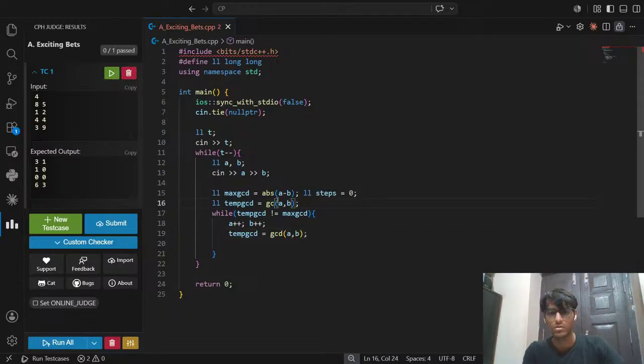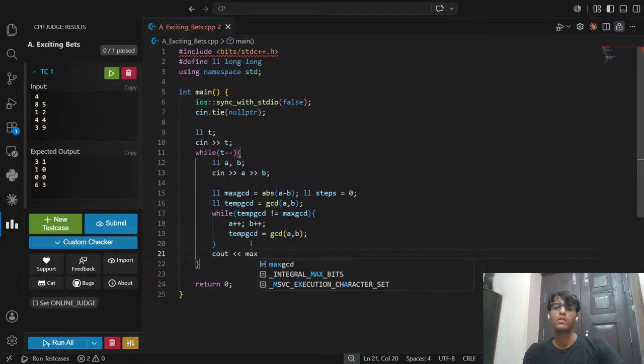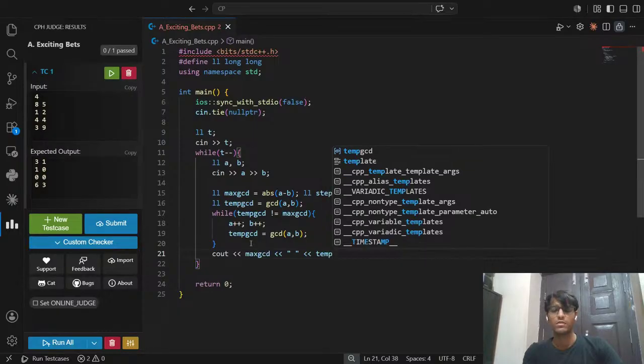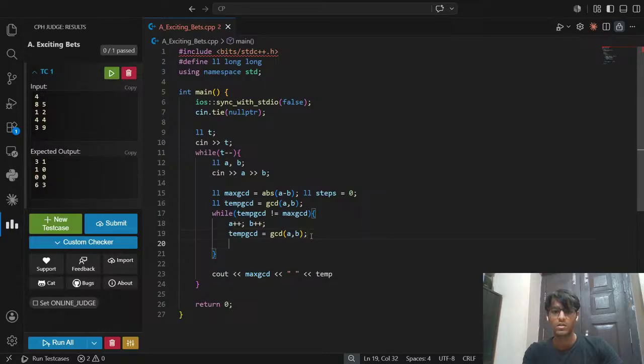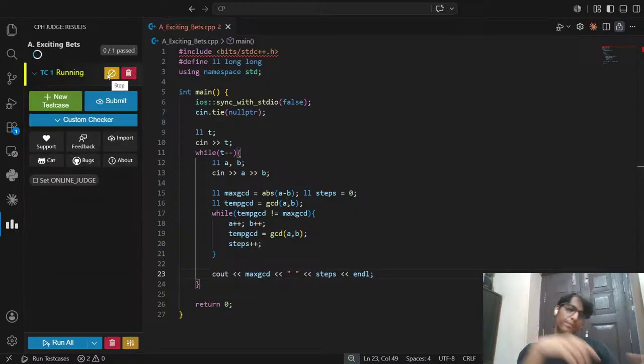And here it should be GCD. And finally, we can just print these two values, GCD, some space, and then steps. No, it's not temp GCD, it's the answer you need to print. Steps, basically steps plus plus, and print steps, end of line. I think this should work.